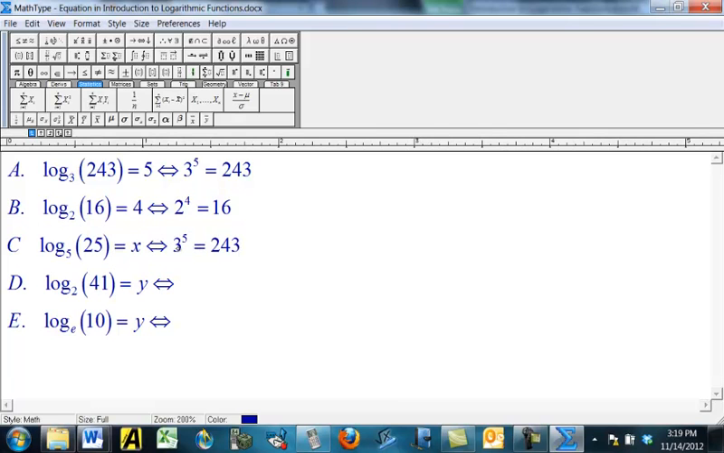Down here, the base is 5. The logarithm, the power, is what we're looking for, x, and that must leave 25 here. Now, by the way, what does that make x? That makes x be what? 2. So when we say log base 5 of 25, we're saying 5 to what power is 25? And of course the answer is 2.